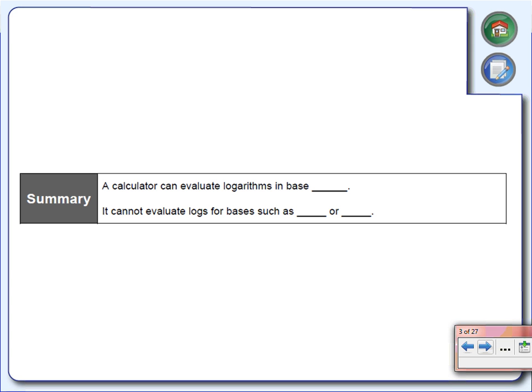All right, so in summary, a calculator can evaluate logarithms that have a base of 10. It cannot evaluate logs with bases such as 2, 0.8, 5, or 6. It can only work in base 10.